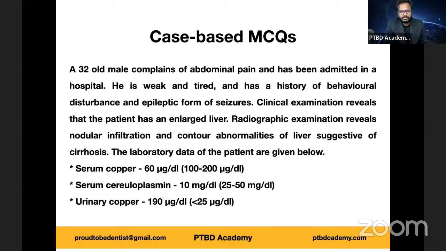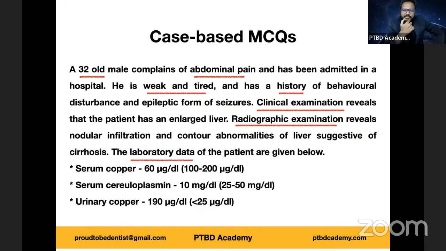The laboratory data of the patient are given below: serum copper, serum ceruloplasmin, urinary copper, along with normal reference ranges. In the brackets, what you find is the normal reference ranges. So you can compare and evaluate this particular case, and you have the following key areas which will help you in answering this question. As I keep on reminding, case-based questions are in fact rather easy to answer than a straightforward question, because in the form of a case-based MCQ, you are provided with several hints. If you have that background information, you can answer case-based questions very confidently and very accurately.